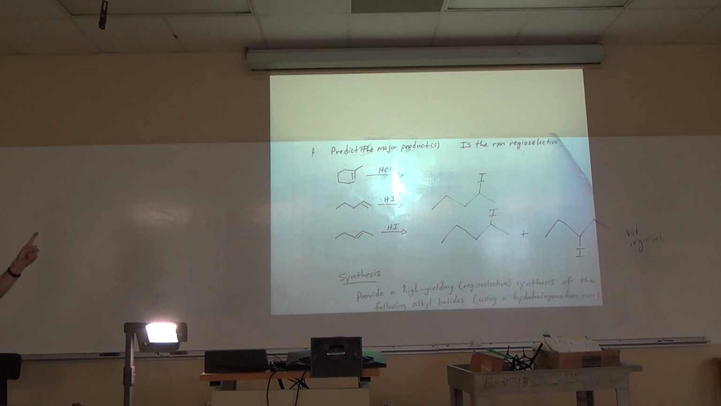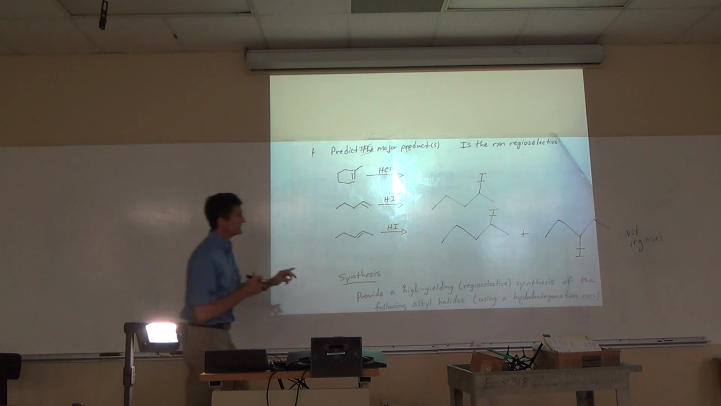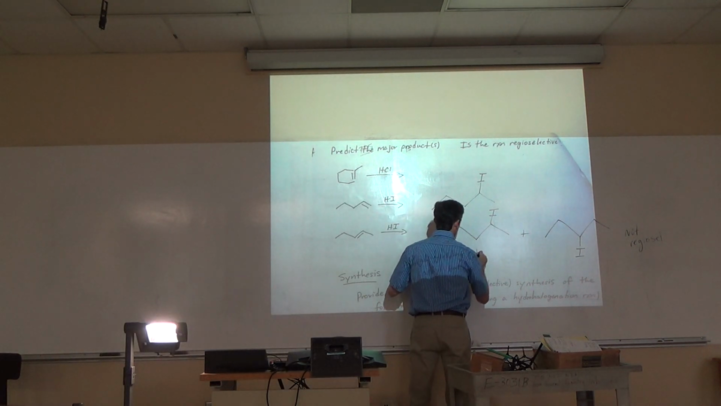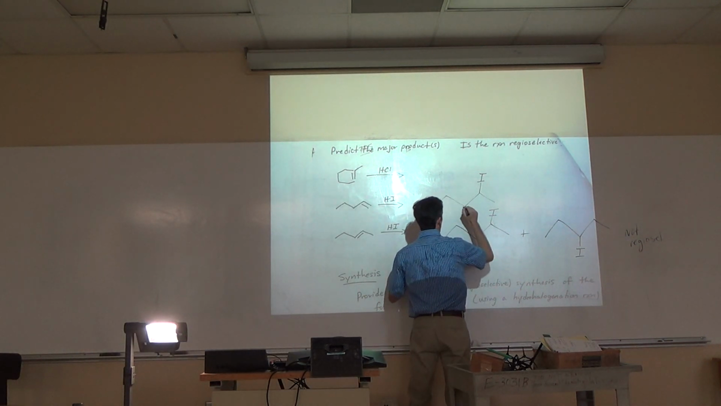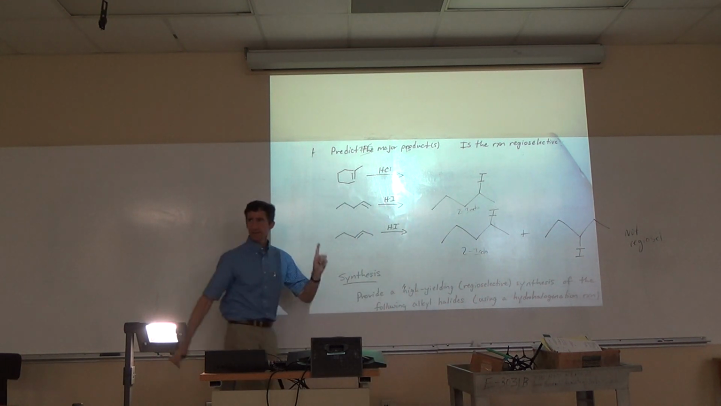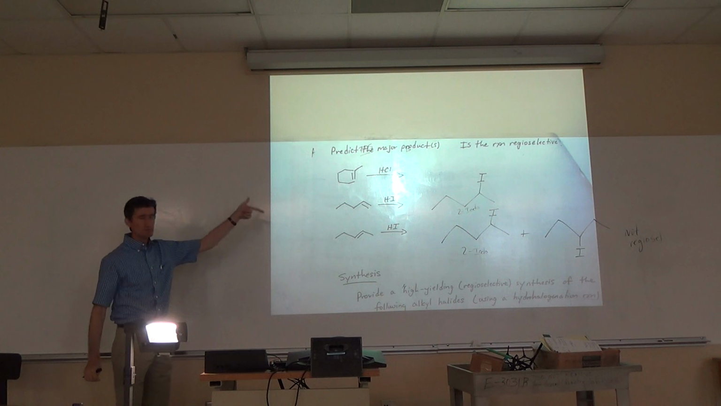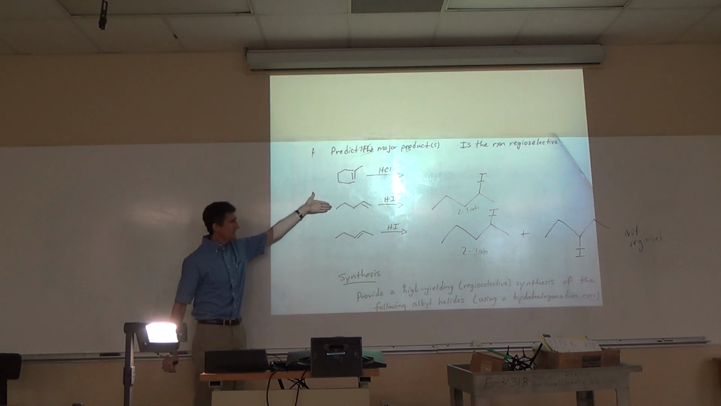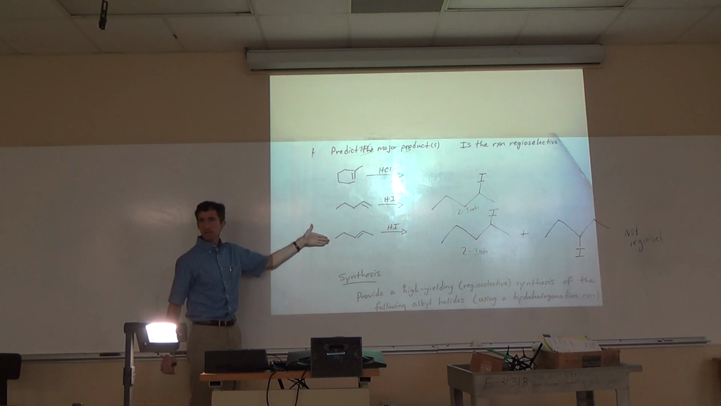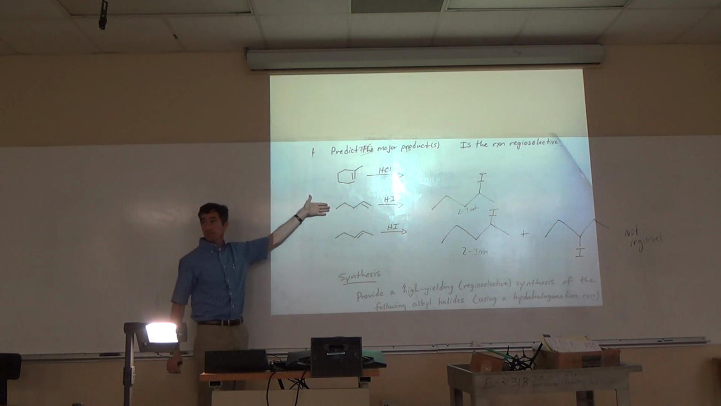Okay, so look at this here. If you wanted to synthesize 2-iodopentane, the 2-iodo isomer, which reaction would you choose? Would you start with this alkene or would you start with this alkene? You would start with that alkene.